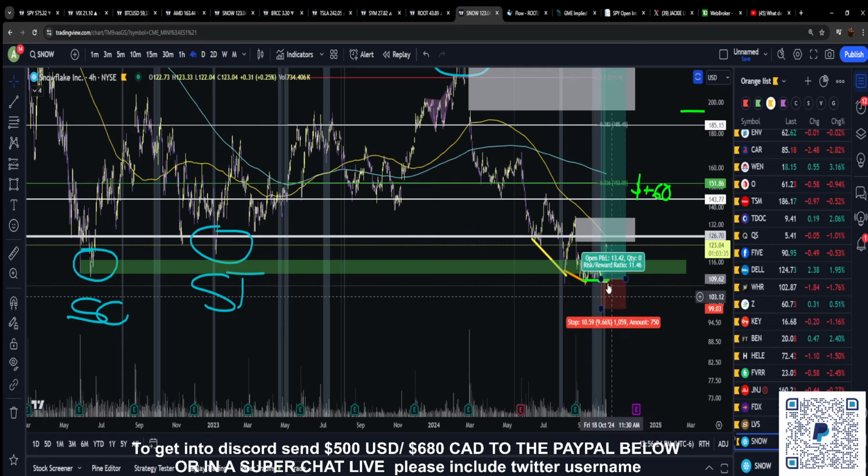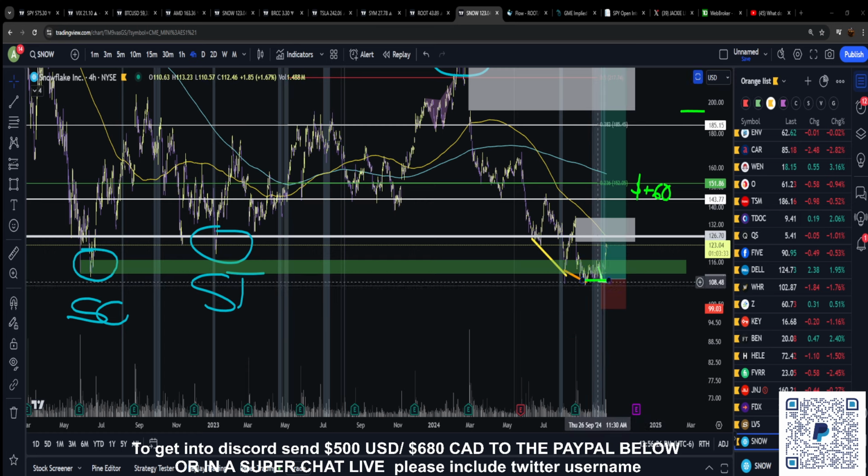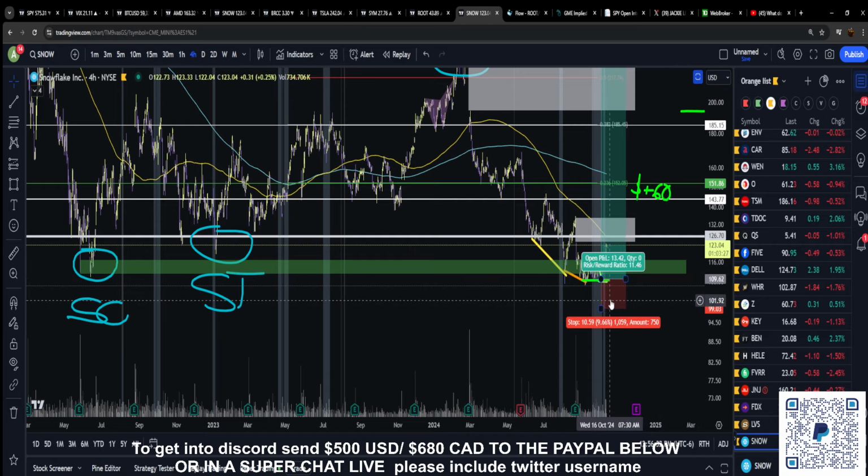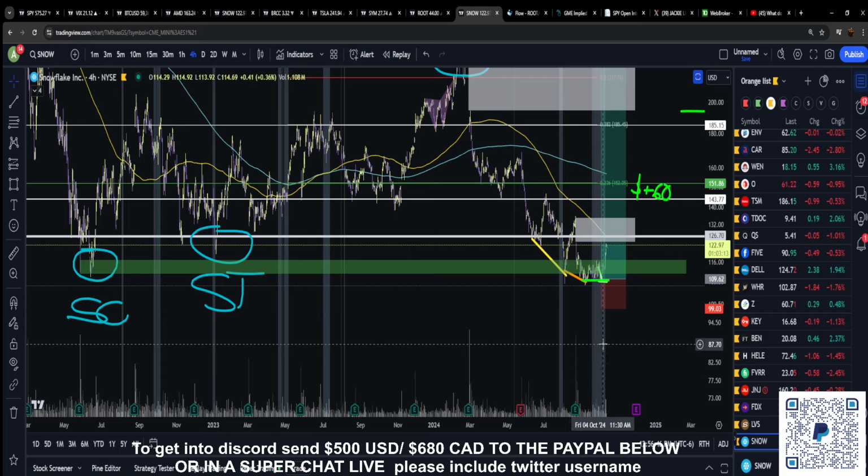And the thesis on something like Snowflake is so simple. It's so simple, right, guys? Because check it out, listen carefully. If you take a chance on buying at support, you are essentially saying, I don't think the shorts have the ability to slam price through support.